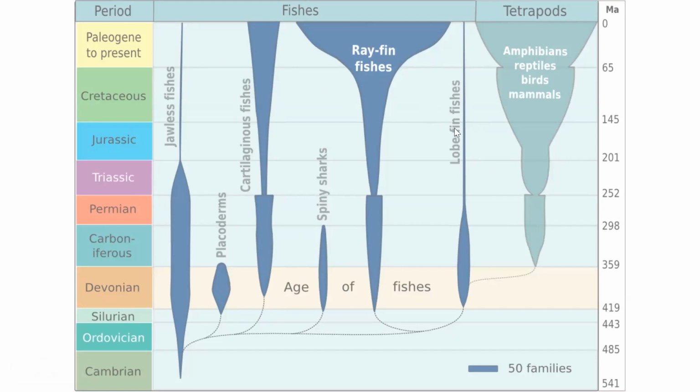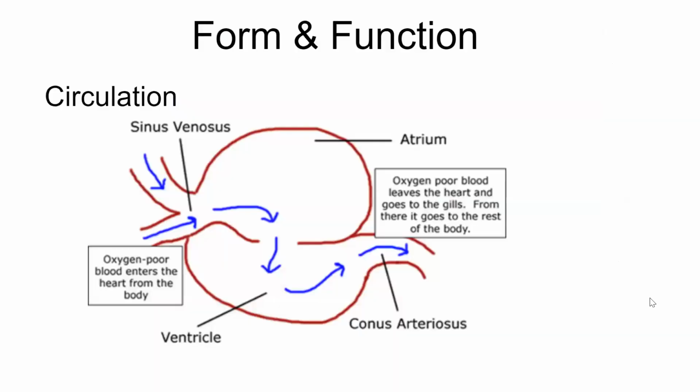We do have a little bit of this lobe fin that we're not going to really get into. And then, spoiler alert, the rest of us came from over here in a special branch of this fish family, but that's much later. We'll be talking about that. Here's that Devonian era, the age of the fishes that we were talking about last lecture there.